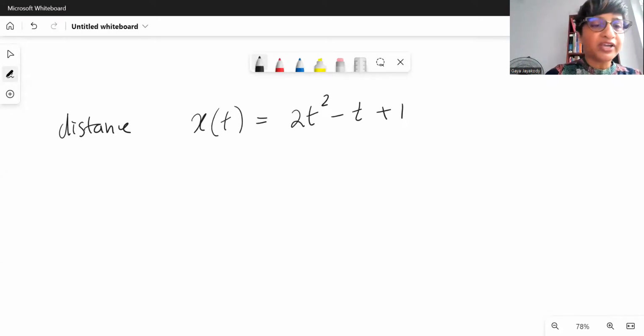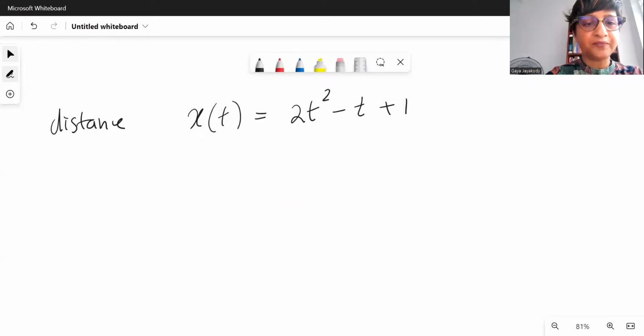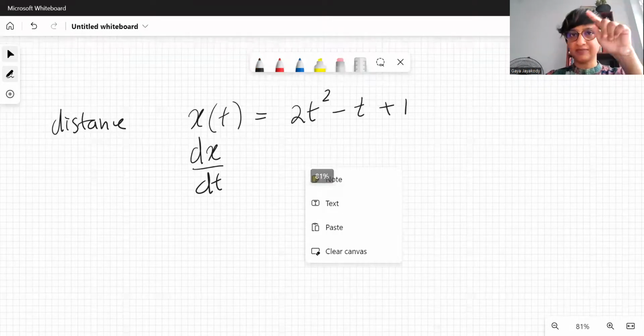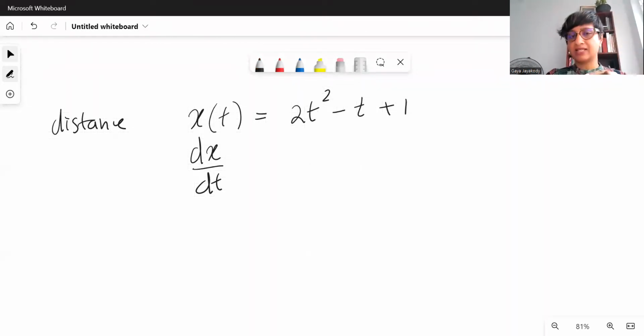So if I differentiate this distance function, in notation I can write dx by dt. How does the notation come? dx, because x is my function, by dt. T is the independent variable. Is the notation clear today? dx by dt. If I differentiate now, because I know the rules, you might not know yet but you will soon, what comes here is 4t minus 1.